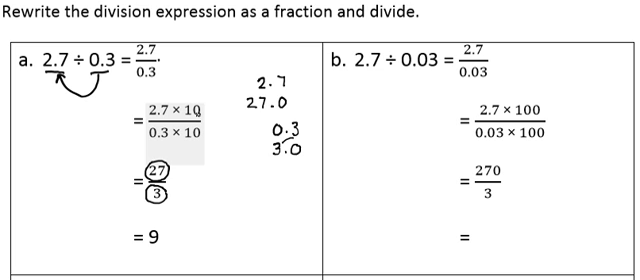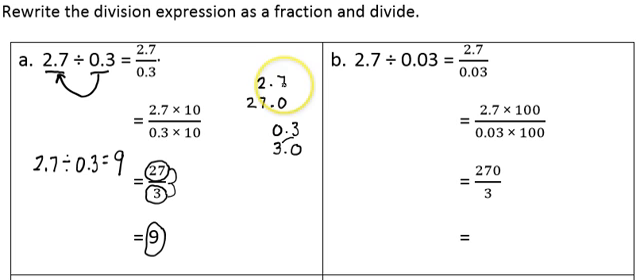The reason I can change 2 7/10 over 3/10 to 27/3 is I multiplied the numerator and the denominator by the same number, and that means the fractions are equivalent. So I haven't changed the value of the fraction, I've just changed how it looks. Now I can read this division problem as 27 divided by 3, and I get a final answer of 9. That means that 2 7/10 divided by 3/10 equals 9.